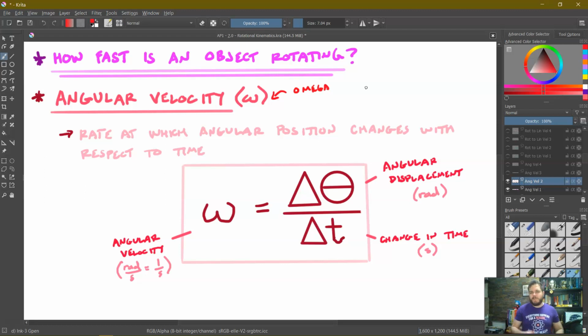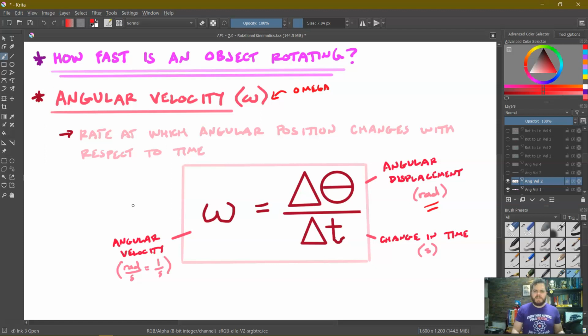And this is the rate at which angular position changes with respect to time, exactly like regular velocity and regular position. So we get that omega, the angular velocity in radians per second, or we could just write that as 1 over seconds, is equal to delta theta over delta t, where delta theta must be in radians, and delta t must be the change in time in seconds.